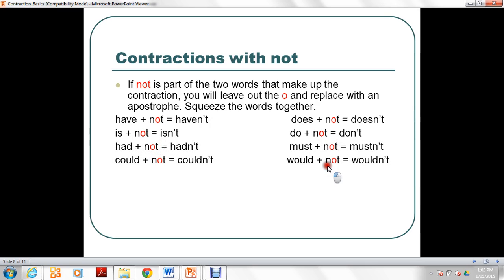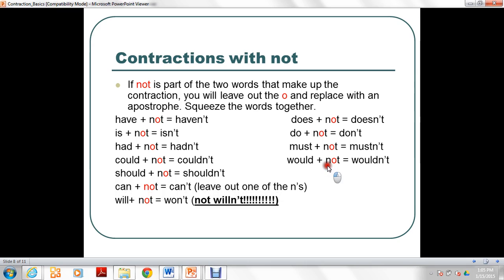Could plus not is couldn't. Would plus not is wouldn't. Should plus not is shouldn't. Can plus not is can't. Leave out one of the N's for cannot, or can't. Will plus not is won't, not willn't. Just won't.